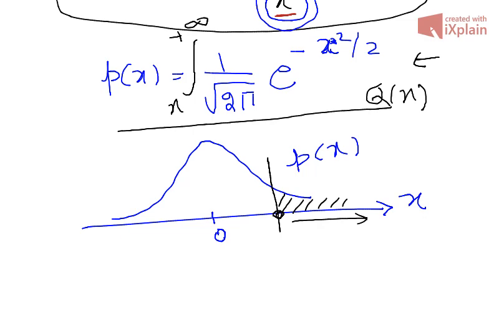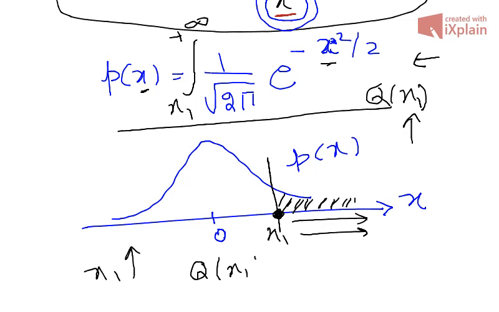Now keep this in mind, if your x is greater, the value of q of x, which is the integral from x to infinity, this area would be smaller. Suppose this is x1. So we have q of x1. We are using x as a variable, so let it be x1. If your x1 is greater, q of x1 would have a smaller value, because this integral gives us this area, the right tail. We call it the right tail probability. So this area is smaller.